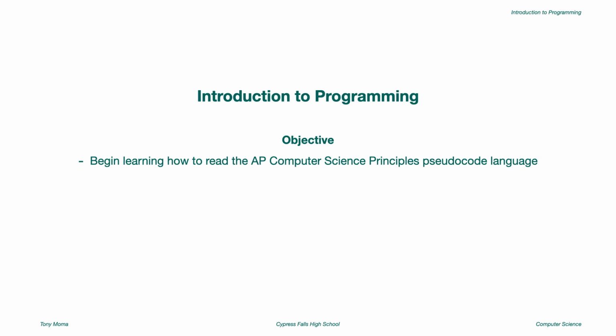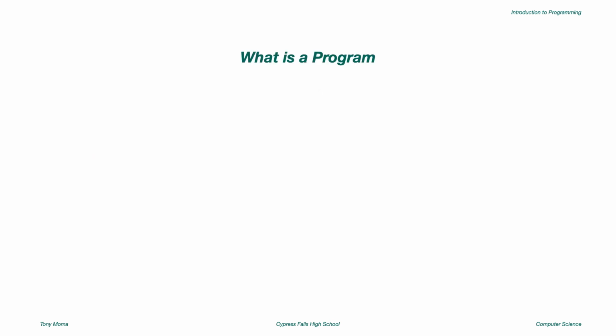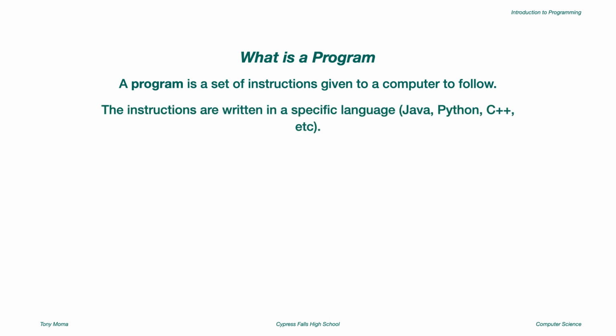Introduction to Programming. In this video, we will begin learning how to read the AP Computer Science Principles Pseudocode language. What is a program? A program is a set of instructions given to a computer to follow. For a real-life program, the instructions would be written in a specific language, for example, Java, Python, C++, etc.